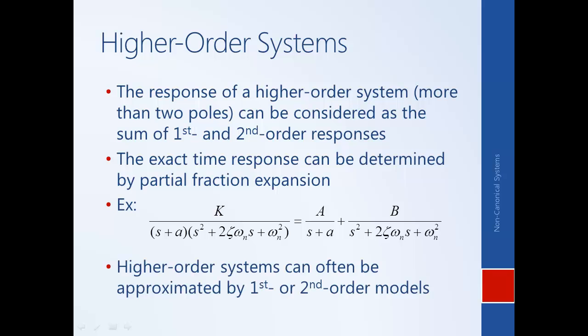Furthermore, it's often the case that higher order systems can be approximated by first or second order models. For example, in this case, we have two terms, a first order term and a second order underdamped term. It will often be the case that one of these two terms will dominate the response. So even though there's elements of both, it often will be the case that the response will look like either a standard first order response or a standard second order underdamped response.